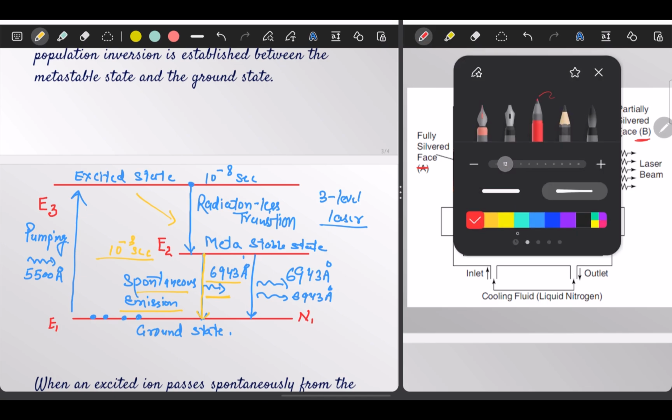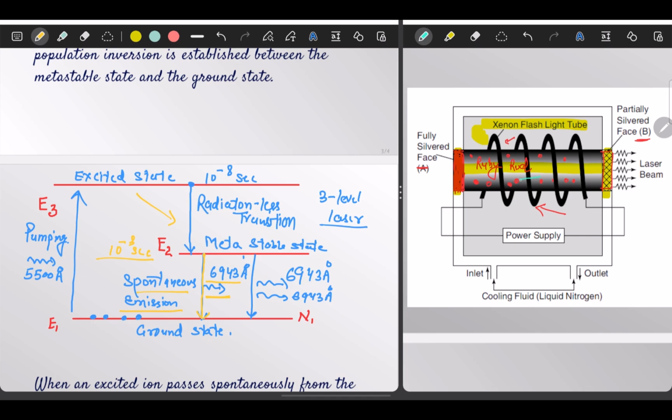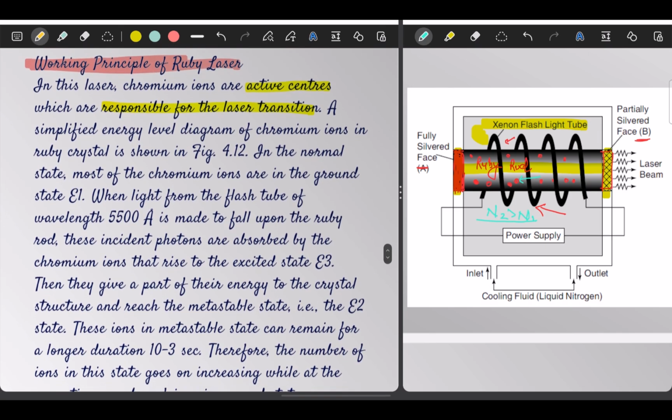Let's say it is striking this atom, which is already present in the excited state and has achieved population inversion, that is, n2 greater than n1. So when this photon strikes the atoms that have already achieved this population inversion condition, then we can say that there is stimulated emission. Okay, so this is the working principle of the ruby laser.